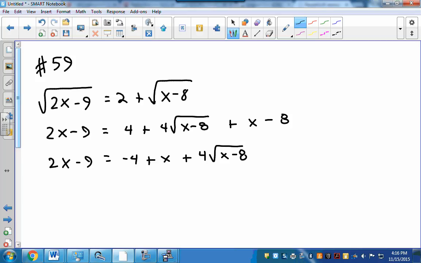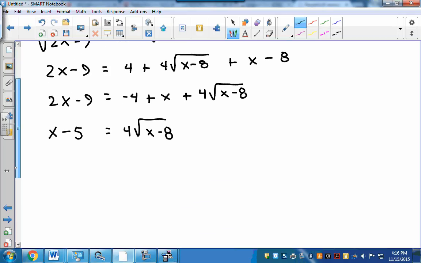Move everything to the same side. Subtract the x and I get x. Add the 4 and I get minus 5 is equal to 4 times the square root of x minus 8. Okay, so this looks like it's going to be way easier than what we had originally done. Now let's go and square both sides again. This gives me x squared minus 10x plus 25, and this gives me 16 times x minus 8.